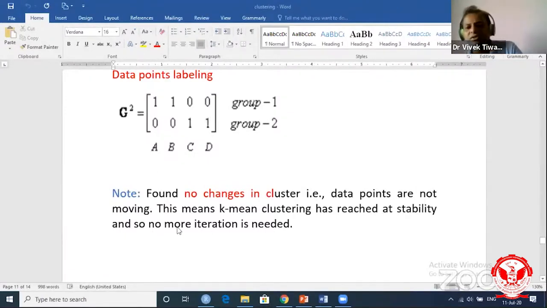This means the clustering process is over. This means it has converged. One of the stopping criteria matched. What was one of the stopping criteria? When the movement of the data points stops, we have to stop the clustering. So these are the final clusters.